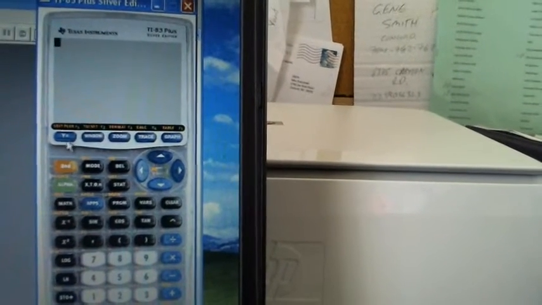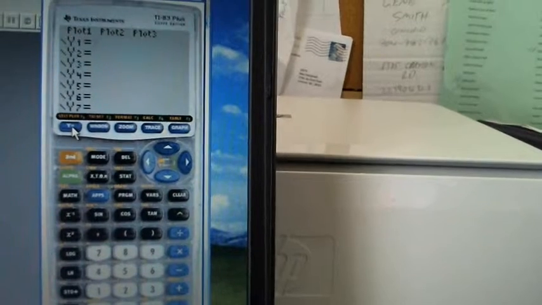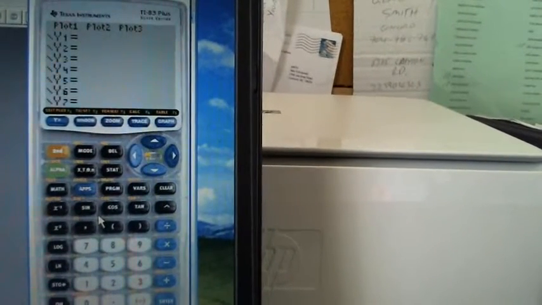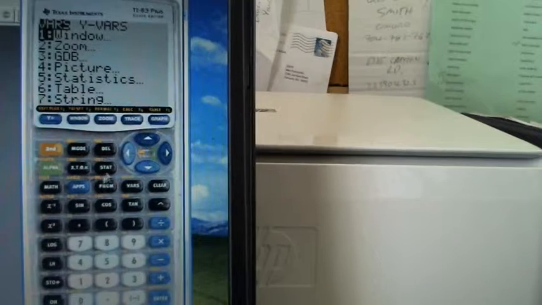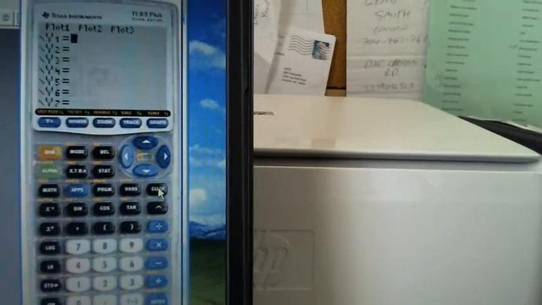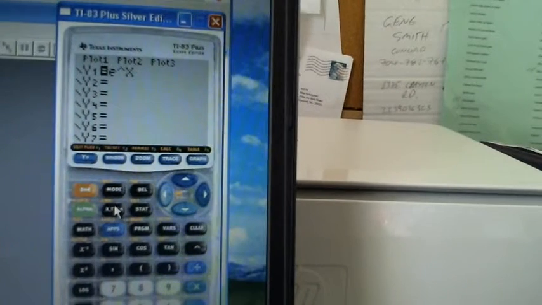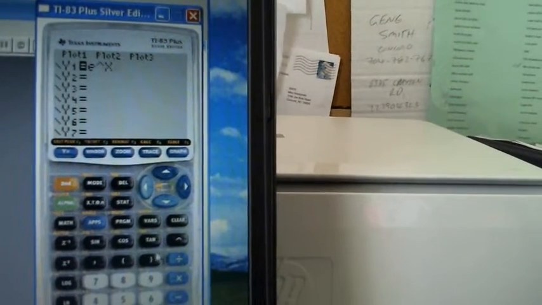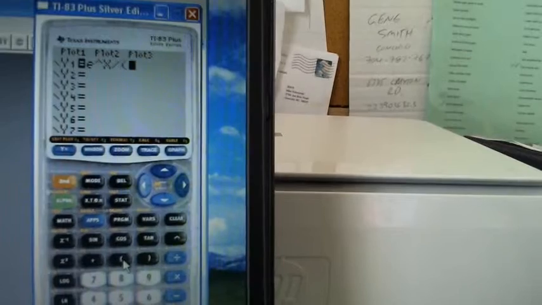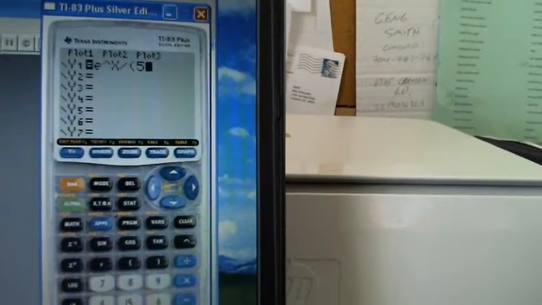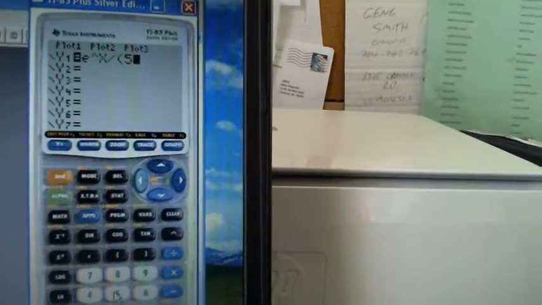On, and we have e to the x. E to the x. Where's e? E to the x divided by 5x squared plus 1.